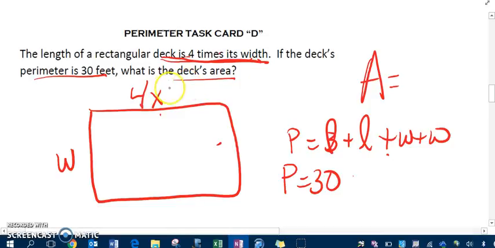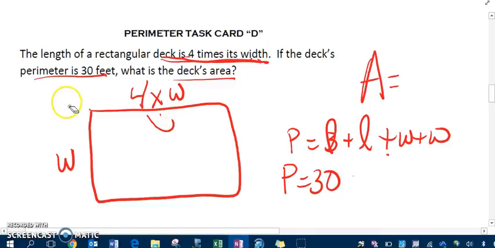What would we say if the width was 2? We put a 2 in for the width here. That means this side would be 8, this side would be 8, this would be 2. 8 and 8 is 16, 17, 18, 19, 20. Ooh, we're getting closer. We need to get to 30 though.